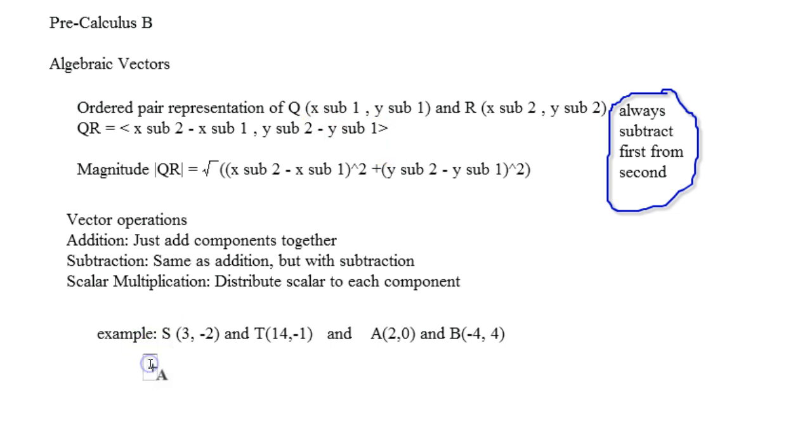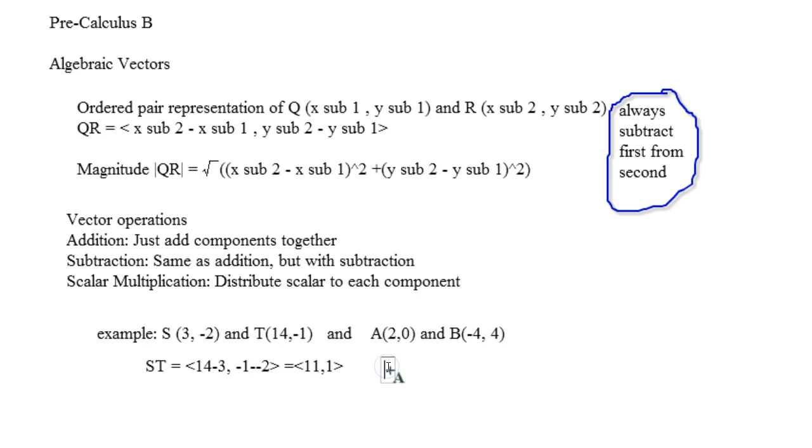So for example, vector ST here would be 14 minus 3 and negative 1 minus negative 2. And that would obviously be <11, 1>. So that would be the vector representation of ST.